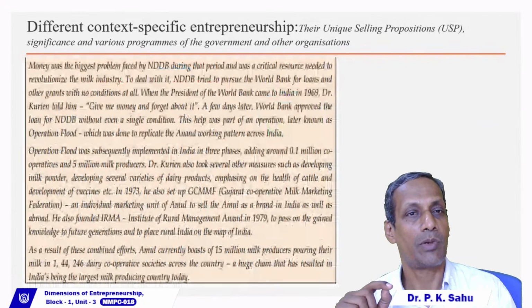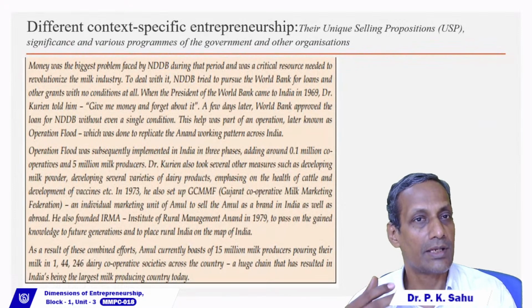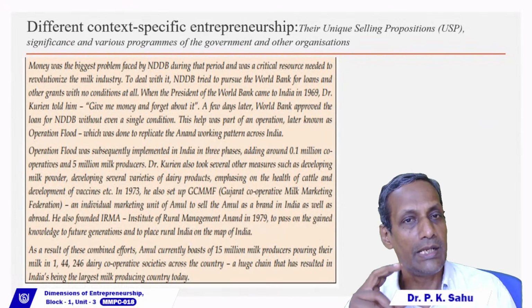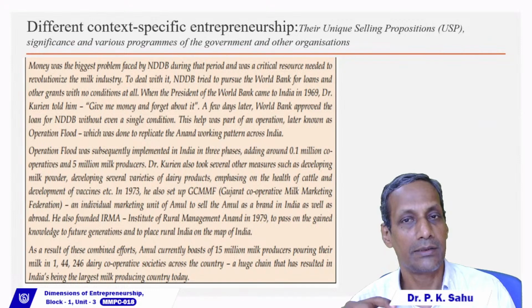Money was the biggest problem faced by NDDB during this period and was a critical resource needed to revolutionize the milk industry. So to deal with it, NDDB tried to pursue the World Bank for loans and other grants with no conditions at all. When the president of the World Bank came to India in 1969, Dr. Kurian told him, "Give me money and forget about it." A few days later, the World Bank approved the loan for NDDB without even a single condition.